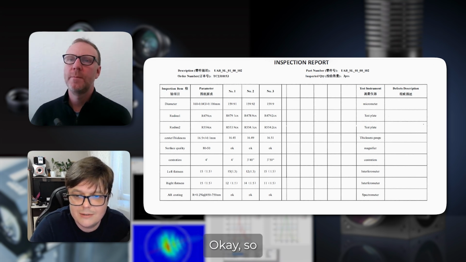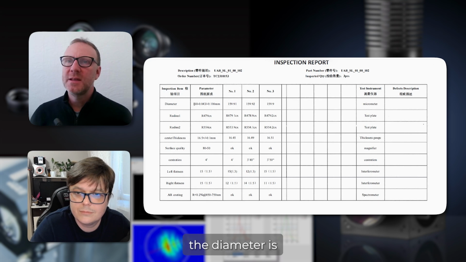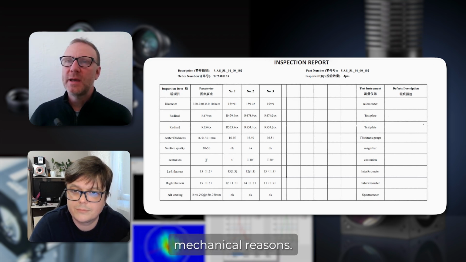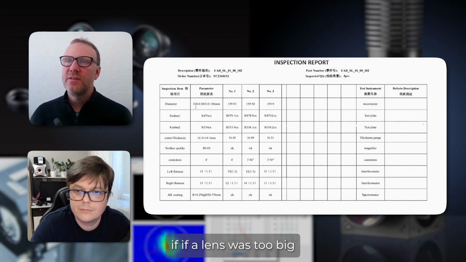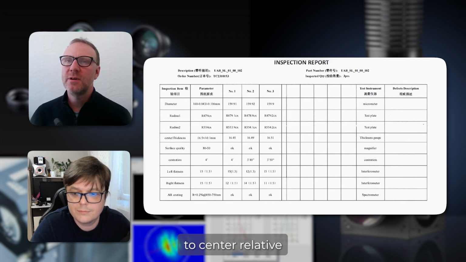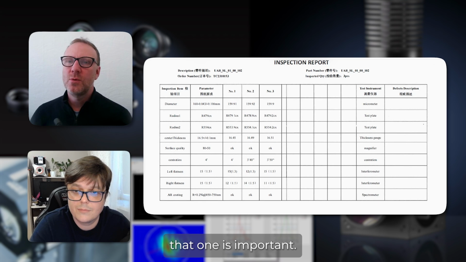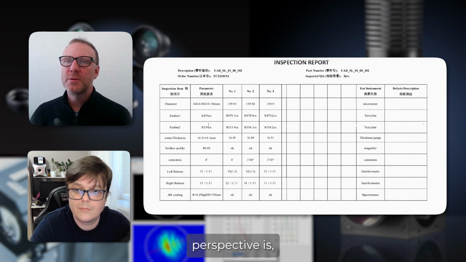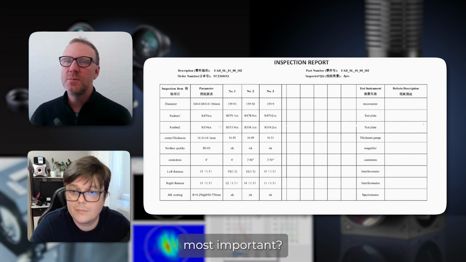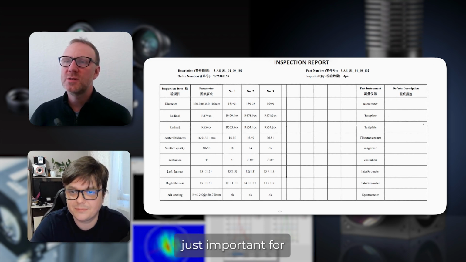Okay. So most of these parameters are specific to the lens element. I guess from what you've taught me in the past, the diameter is pretty important for optomechanical reasons. If a lens was too big or too small and you put it in the assembly, then maybe the element would not be able to center relative to other elements in the system, or maybe would tilt. And so that's why that one is important. And of these, from an optical perspective, is there one that you think is most important? Is radius most important, or more important than centration, or are they all just important for different reasons?